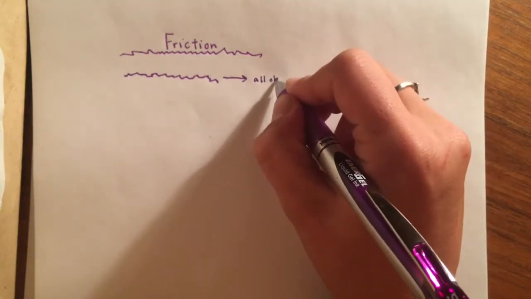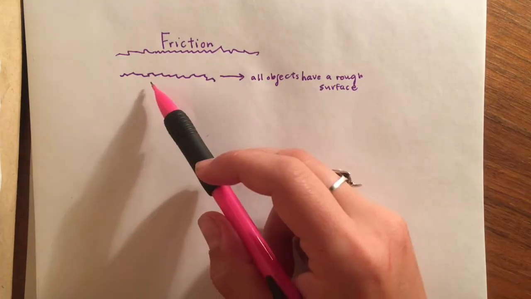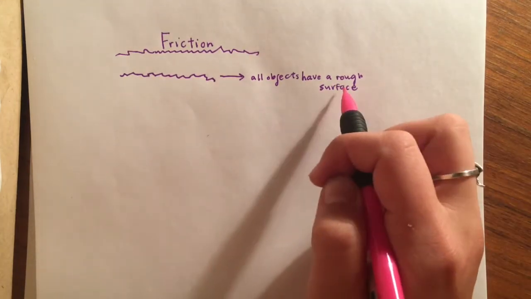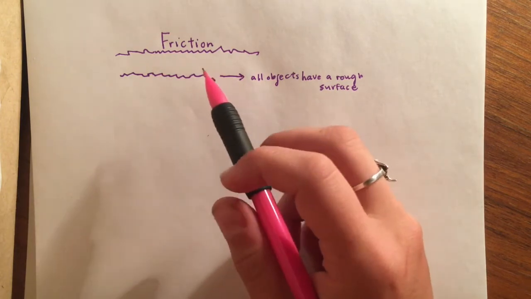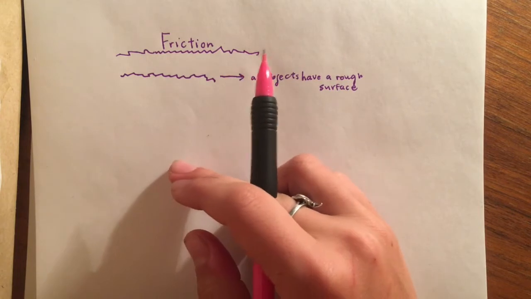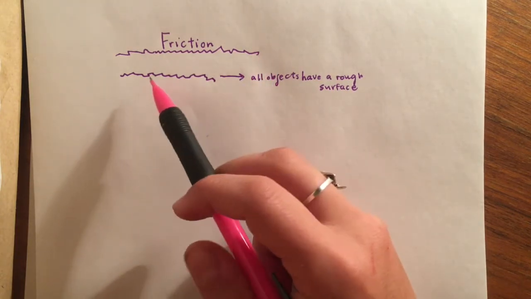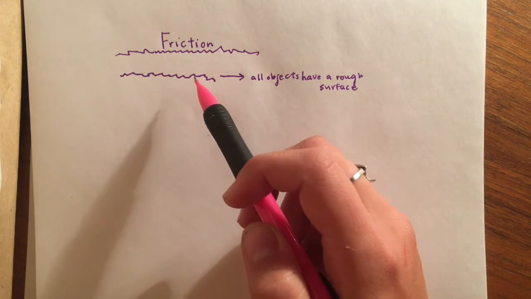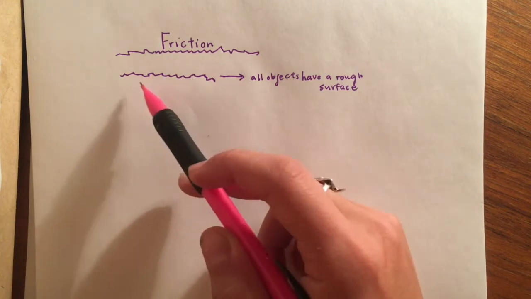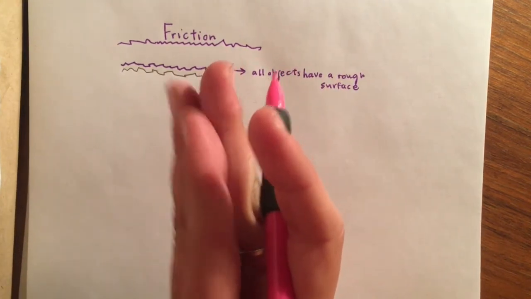All objects have a rough surface, but different objects have a different amount of roughness. Some objects might have big hills and valleys so that they're so rough that they even feel rough to the touch, like sandpaper. Or an object could have really small bumps and valleys that they're not noticeable to the touch. So different objects, different materials, different surfaces have different amounts of roughness. So what if I've got two surfaces that are touching and rub them together?